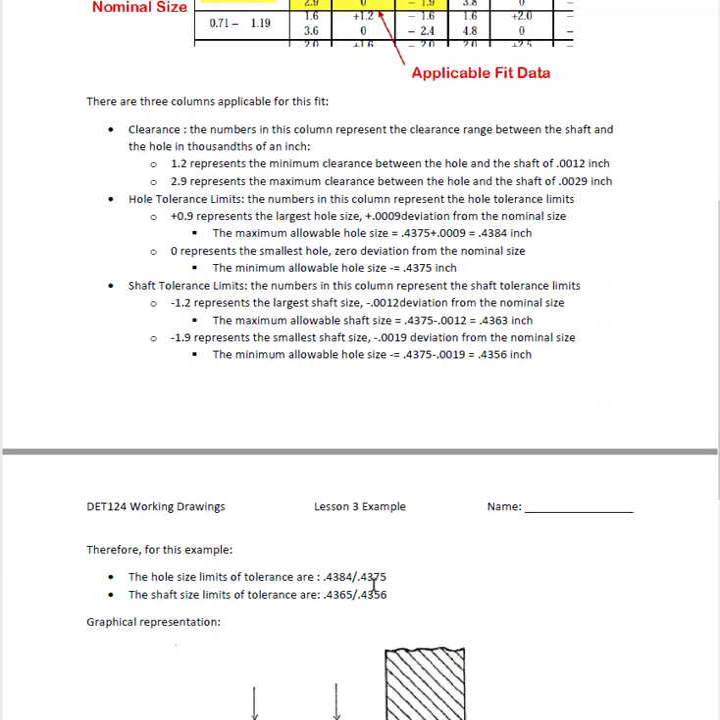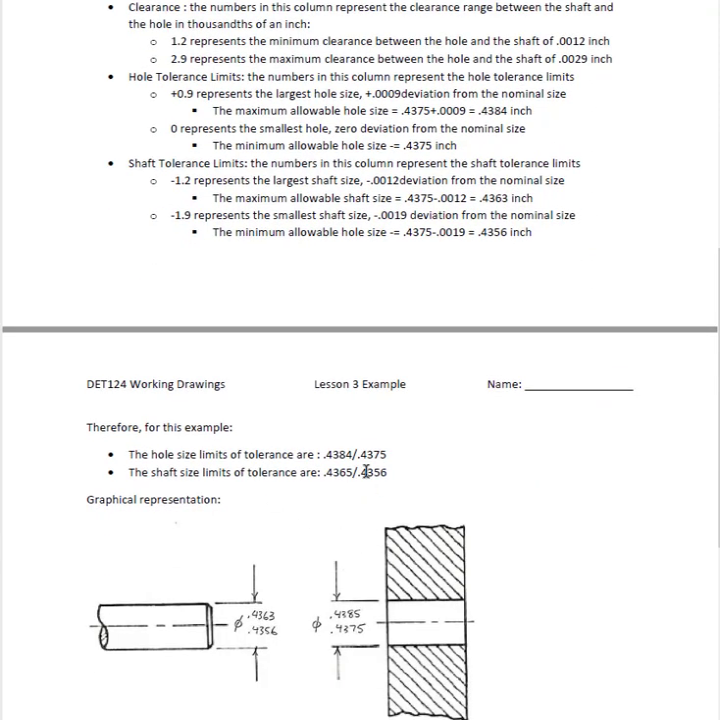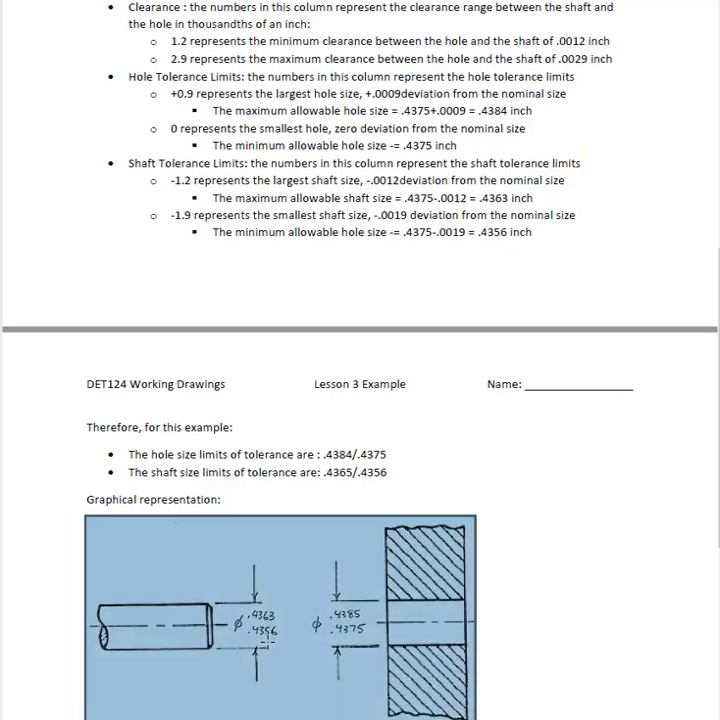Okay, so therefore, here's what our answer is. Okay, the whole size limits of the tolerance are 0.4384, we calculated that up here, to 0.4375. Notice how I'm putting the larger number above the smaller number because I'm using limit dimensions. Okay, and then the shaft is a maximum of 0.4363 here, and it's a minimum of 0.4356 here.